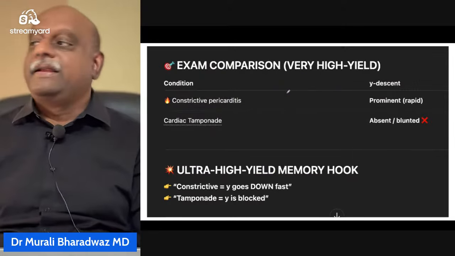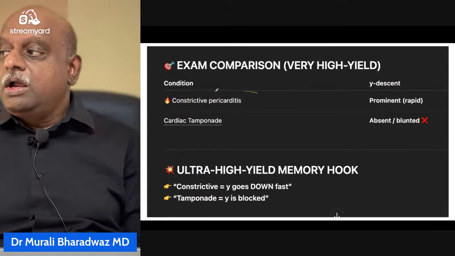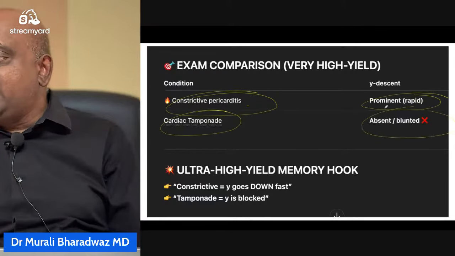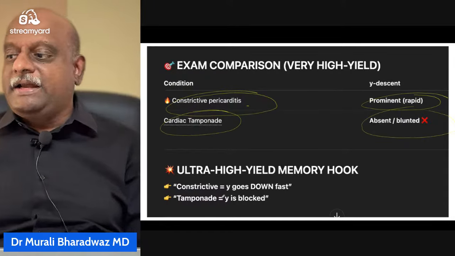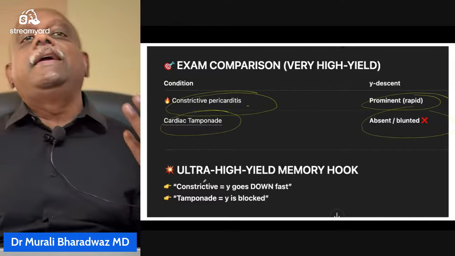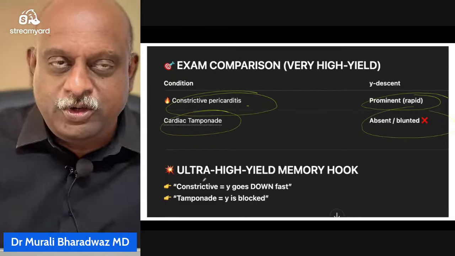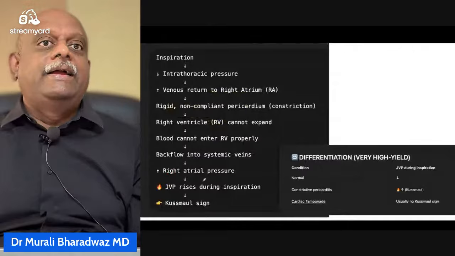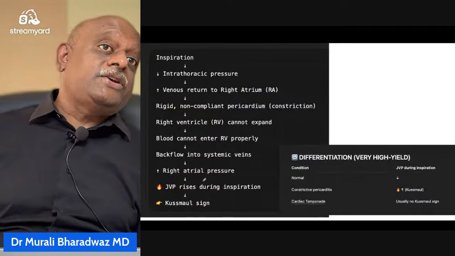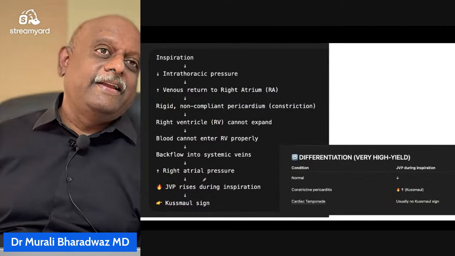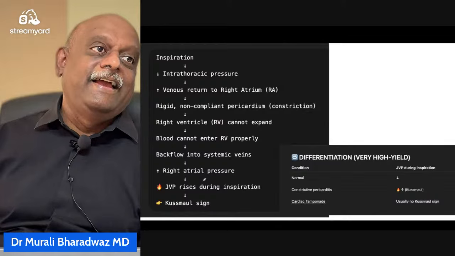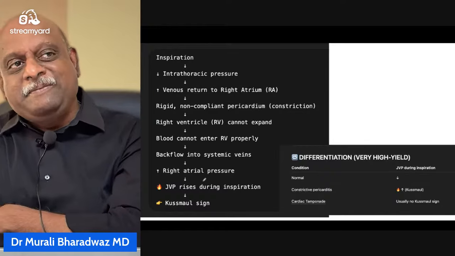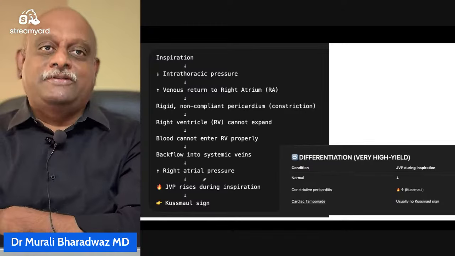Doctor, so constrictive pericarditis has a prominent Y descent. Cardiac tamponade has an absent or blunted Y descent. That is the story. If you know this, doctor, you are on par with me. Okay? You go and ask your interns, hey, why is there a square root sign and plateau dip? They might have never heard of it also.